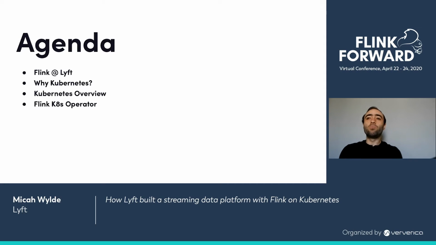So just to give you a brief overview of what we're going to be talking about today, I'm going to start by talking a little bit about how we use Flink at Lyft, why Flink is really important to us. Talk about why we decided Kubernetes was the right option for migrating all of our Flink workloads to. Give a brief overview of Kubernetes for those of you who haven't worked with it before. And then I'll wrap up by talking about the Flink Kubernetes operator that we've built in order to run all of our Flink workloads.